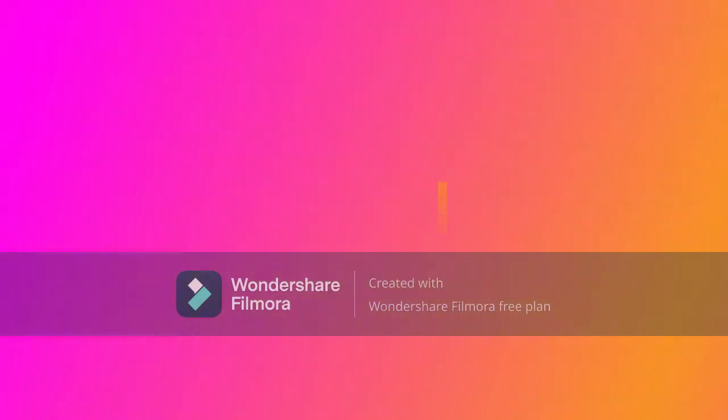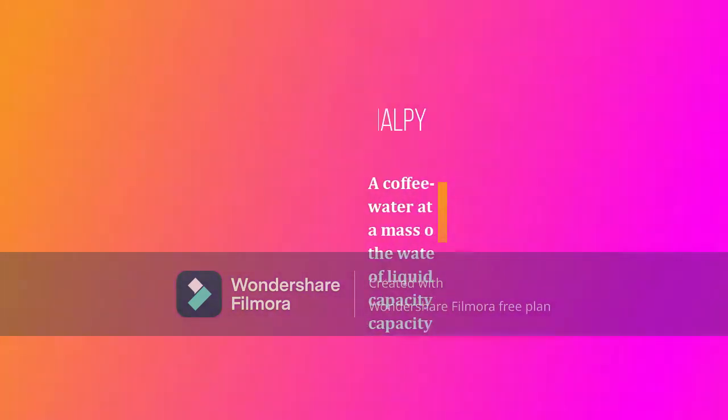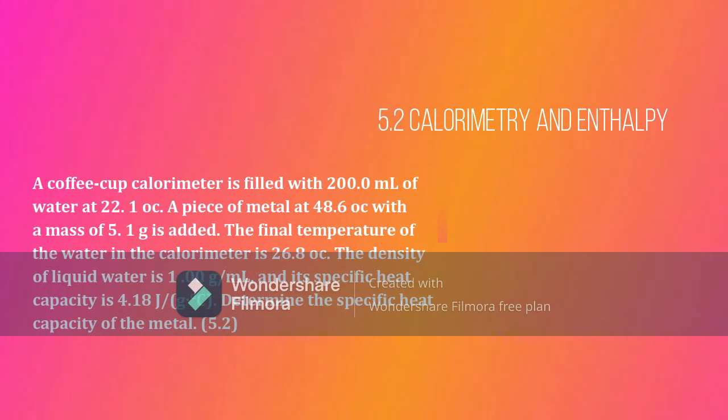This first question is from lesson 5.2, calorimetry and enthalpy. This question states, a coffee cup calorimeter is filled with 200 milliliters of water at 22.1 degrees Celsius. A piece of metal at 48.6 degrees Celsius with a mass of 5.1 grams is added. The final temperature of the water in the calorimeter is 26.8 degrees Celsius. The density of water is 1 gram per milliliter, and its specific heat capacity is 4.18 joules per gram degree Celsius. Determine the specific heat capacity of the metal.